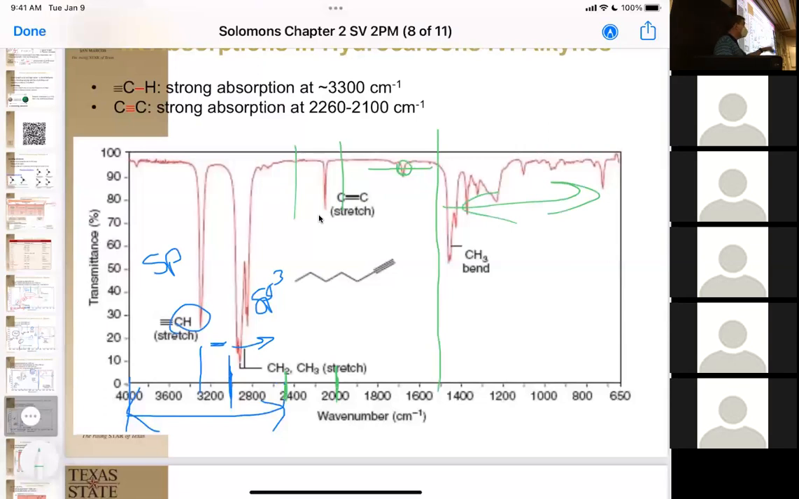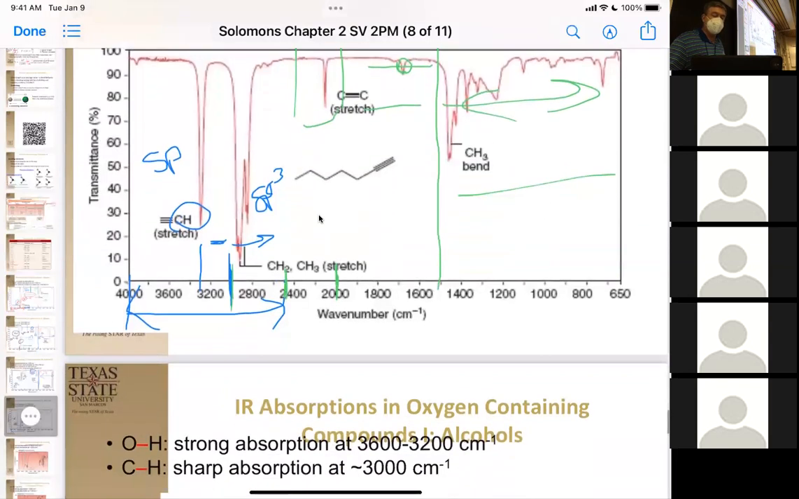So just starting up at our 3000, we see we have sp3 hybridized carbons with hydrogens on them. We have an sp hybridized carbon with a hydrogen on it. Looking at zone number 2, we have a triple bond. Looking at zone 3, we have no double bonds. Looking at our last zone, we have carbon-carbon single bonds. Does that make sense? We're following the energy. Start from 4000 and follow the energy down. Okay, so those are kind of cool, and those are some neat bonds.